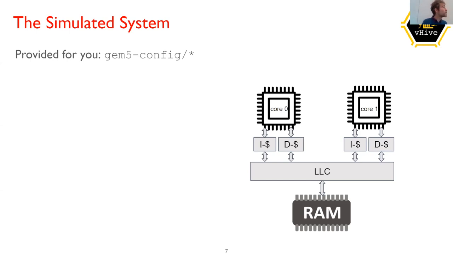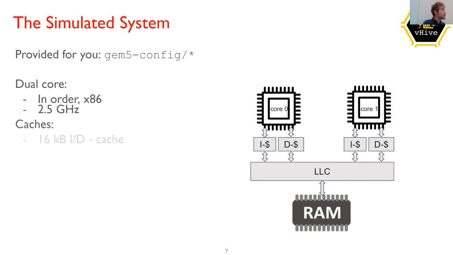So as I said, it's a two-core machine. It's an in-order core, x86 instruction set architecture. Each of the cores runs at 2.5 gigahertz. Each of the cores has a private instruction and data cache, 16 kilobytes, and they share a common 128 kilobyte LLC and also 2 gigabytes of RAM.